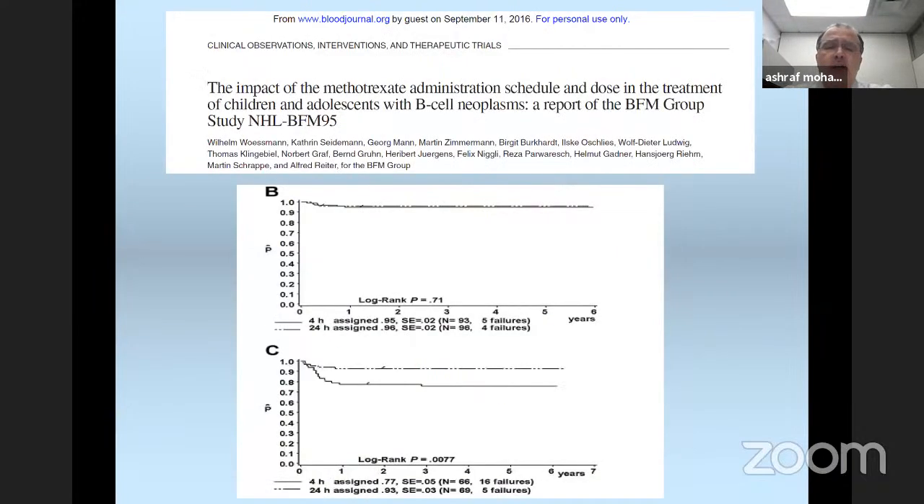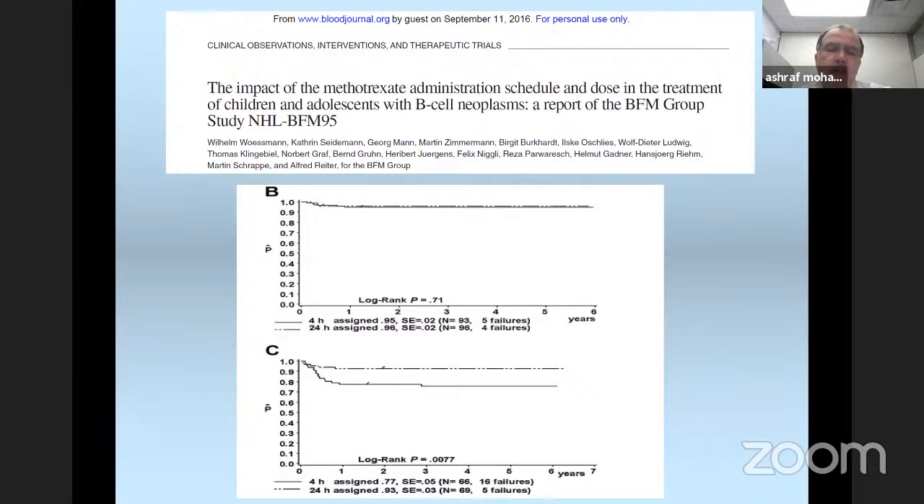Another way of maximizing the upfront cure rate for Burkitt's lymphoma, and I'm talking about not stage 1 or 2, because the outcome in stage 1 and 2 is about 99%, but I'm talking about stage 3 and 4. If you look at treatment, you will know that treatment for Burkitt's lymphoma depends on 2 important things. One is dose intensity, and 2 is dose density.